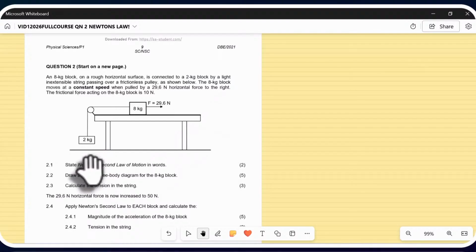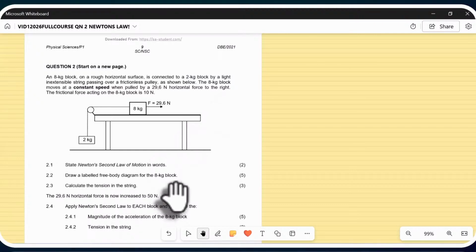So what do we say? When a net force acts on a body, it will accelerate in the direction of the net force, with the acceleration directly proportional to the net force and inversely proportional to the mass of the body. Then 2.2, draw a labeled free body diagram for the 8 kilogram block.